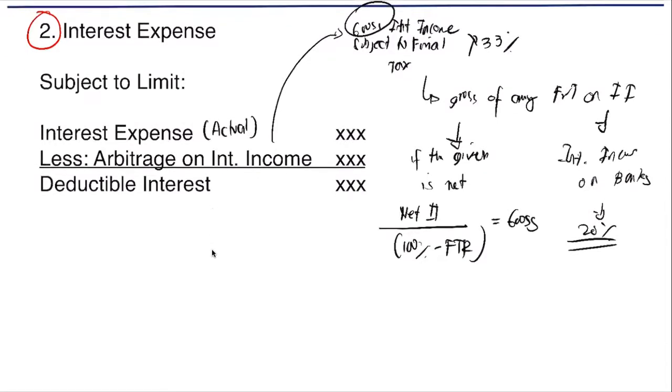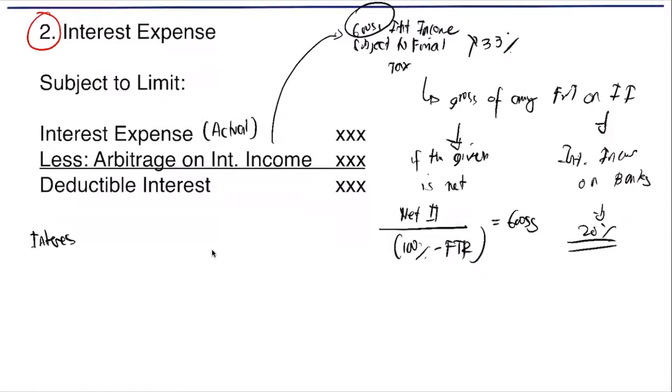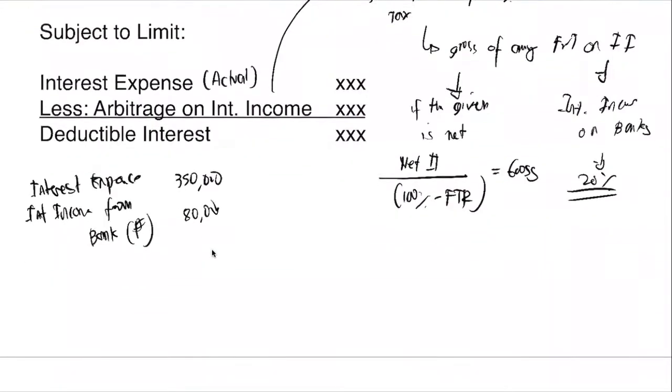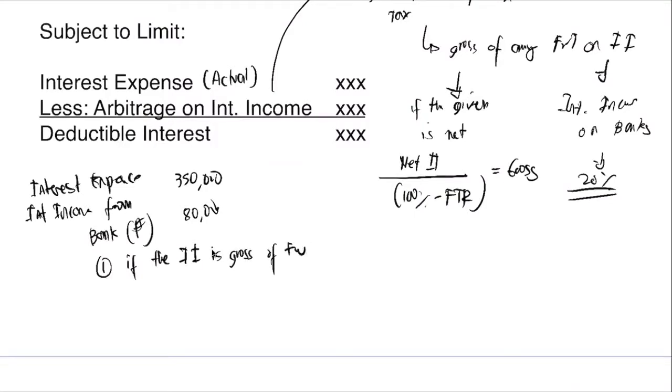Okay, so for example, the amount of your interest expense is 350,000. So this is the actual interest expense. And then you have here interest income from bank. Let's say this is 80,000 pesos. So assumption number one, if the interest income is gross of final withholding tax. Assumption number two, if the interest income is net of final withholding tax.